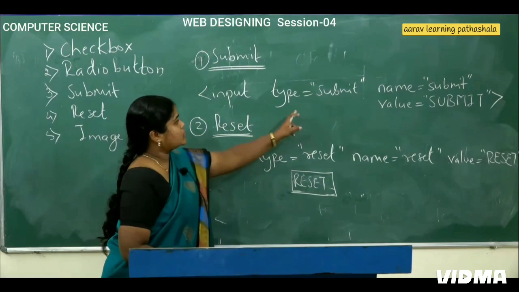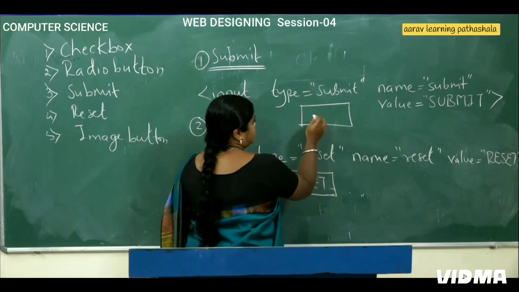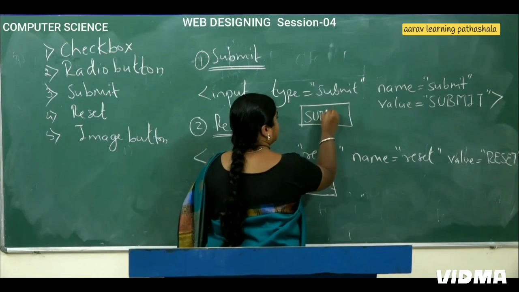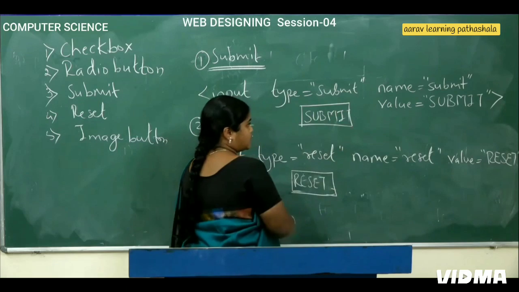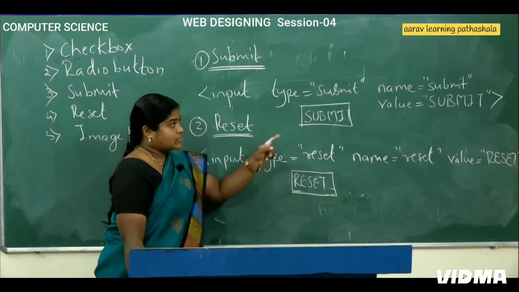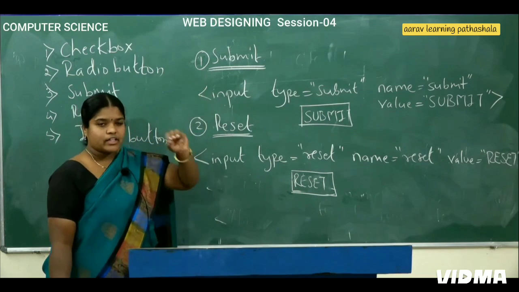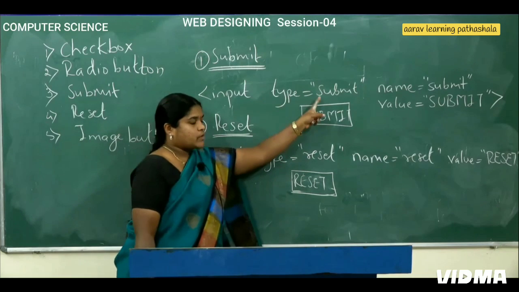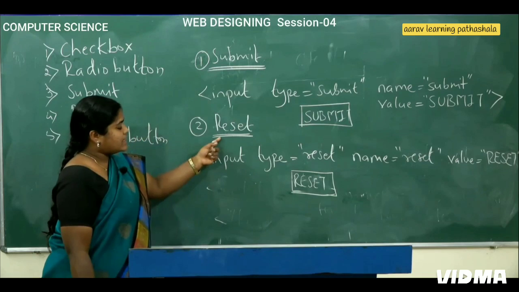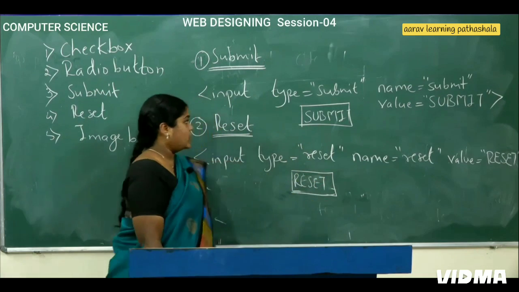In the same way, when I say value is equal to submit, this particular button will be of type submit. On this particular button the output will be submit. Here suppose I say save, so on the button also it will appear as save. So that is the use of the value attribute. I hope it is understood. For submit, the only thing that will change is type is equal to submit. Then you have to specify the name and value. Then for reset, the type will be reset. Then you have to specify the name and value.